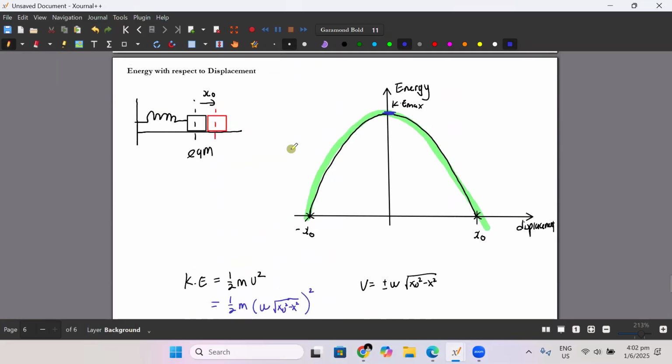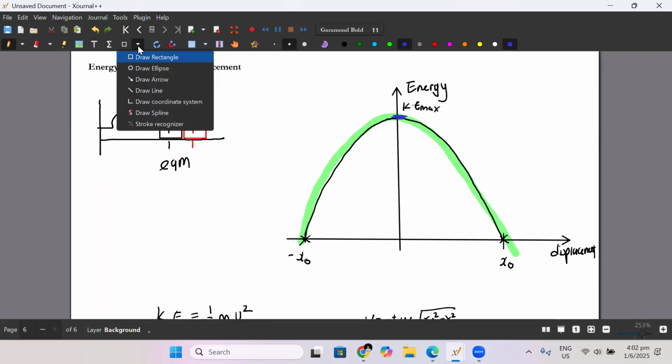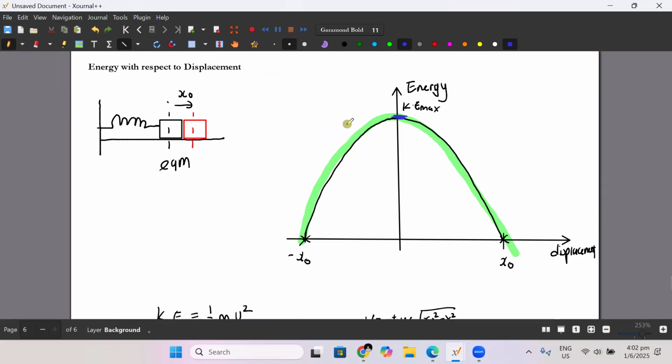Then if your intuition is strong, you'd also immediately know, oh, we already got total energy. So I'm going to dot the line up here. The total energy is just the maximum kinetic energy. So all you need to do is sketch. Easy. We'll call this TE.